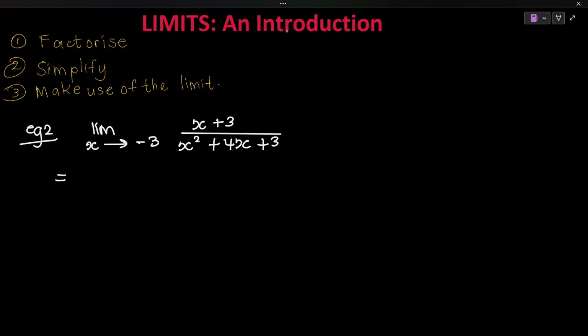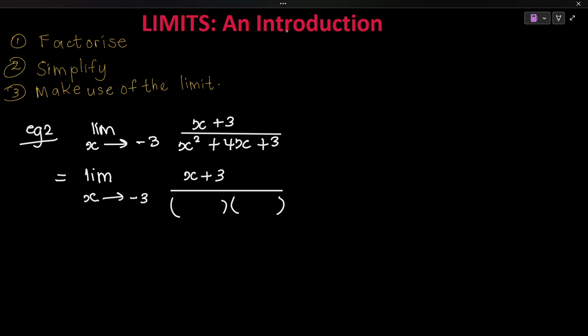So our first step is to factorize. The numerator cannot be factorized, but the denominator is in the format of a quadratic trinomial, so the denominator can be factorized. Remember, while you are doing your first two steps, you keep the limit. You only leave the limit out once you use it. So the numerator will stay as x plus 3. The denominator, however, we are going to factorize.